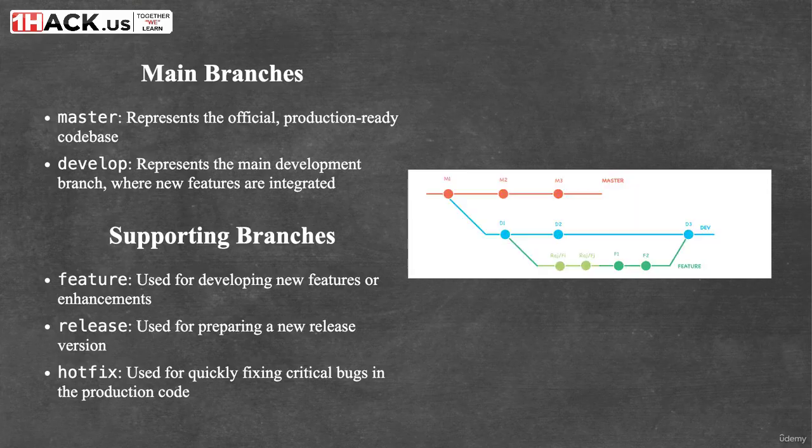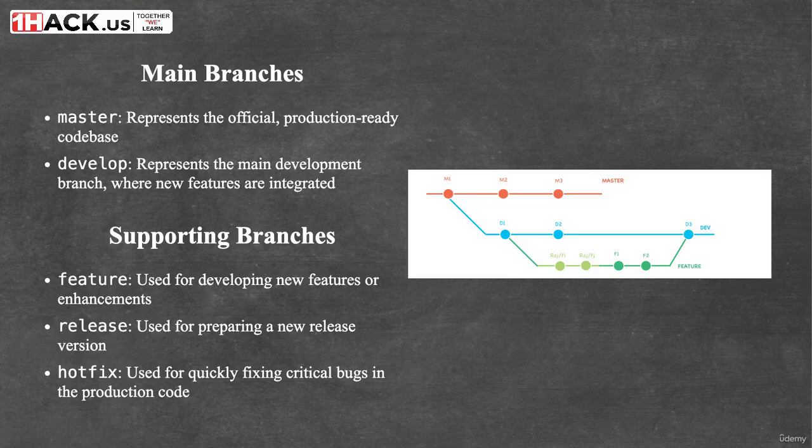The Gitflow workflow revolves around the use of several key branches, each with a specific purpose. The main branches are master. This branch represents the official, production-ready codebase. Changes to the master branch should only be made when a new release is ready to be deployed. Develop. This branch represents the main development branch, where new features and enhancements are integrated before being merged into the master branch. The supporting branches are feature.